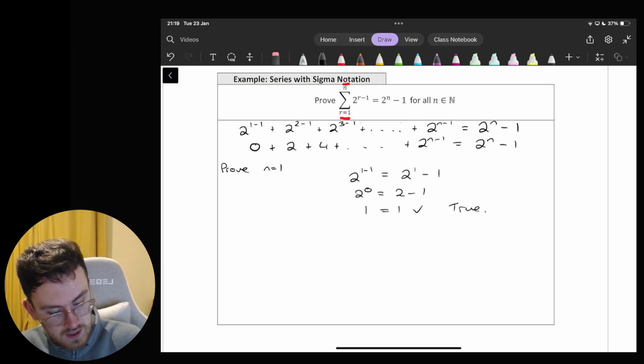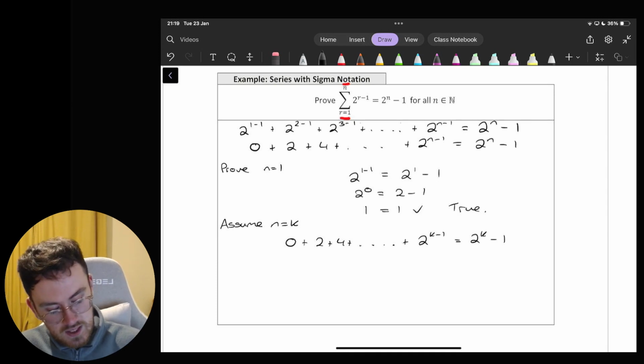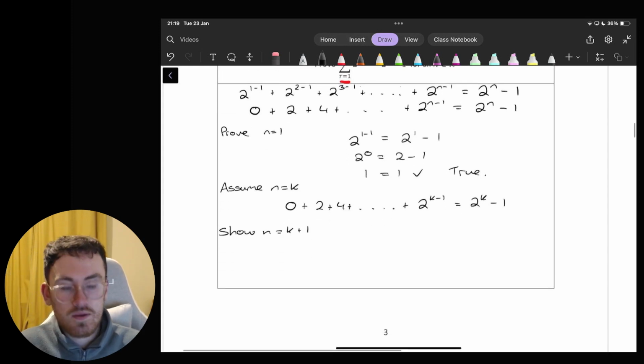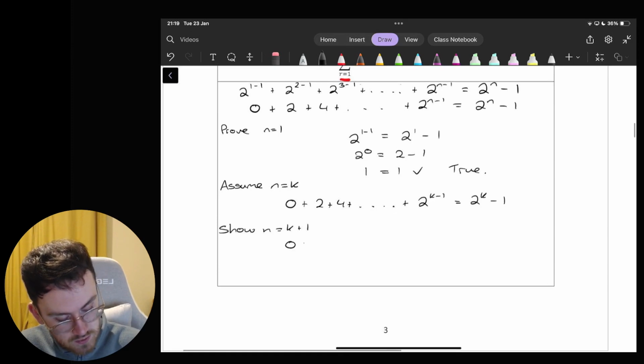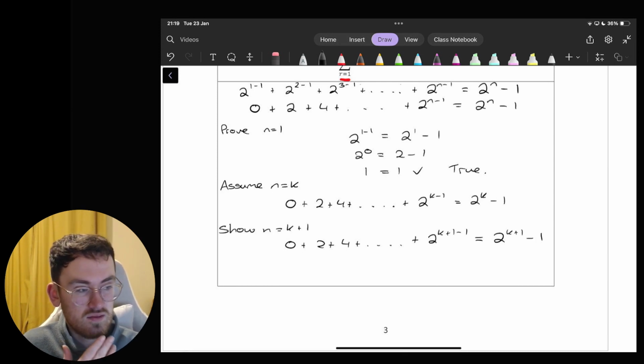Let's assume then for n equals k, as before. So we're saying that the sum up to that point, 2 to the power of k minus 1, is equal to 2 to the power of k minus 1. Now we just want to show that this is the case for n equals k plus 1. So we're essentially saying that if I sum from 0 plus 2 plus 4 and so on and so forth, up to 2 to the power of k plus 1 minus 1, it is equal to 2 to the power of k plus 1, all minus 1. That's essentially what I'm trying to show here to some extent.